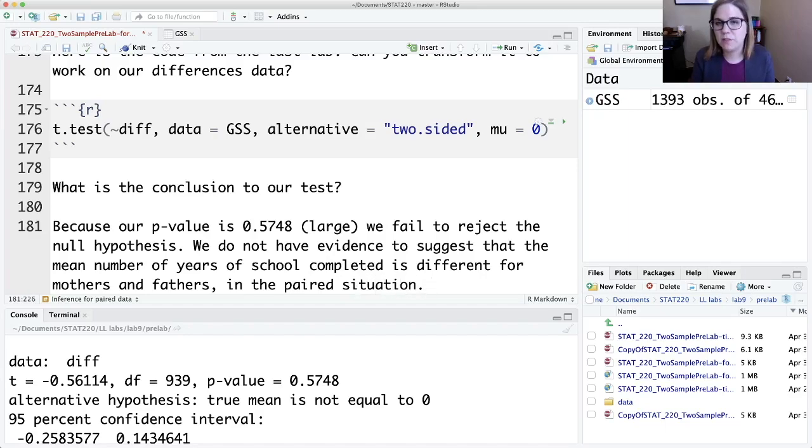situation. So it might have been different if we'd looked at the overall mean for mothers and the overall mean for fathers and tried to find the difference. But now we're saying, like, on average for a couple, a heterosexual couple, is there a difference? And no, there's not. So that's the conclusion for the paired situation.